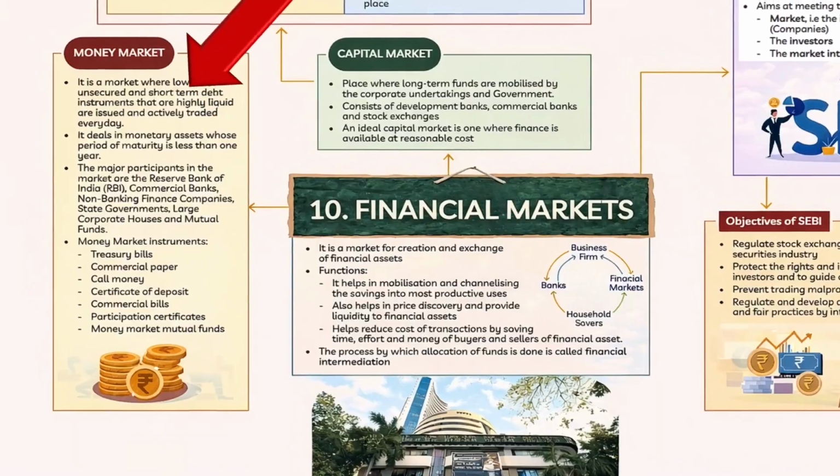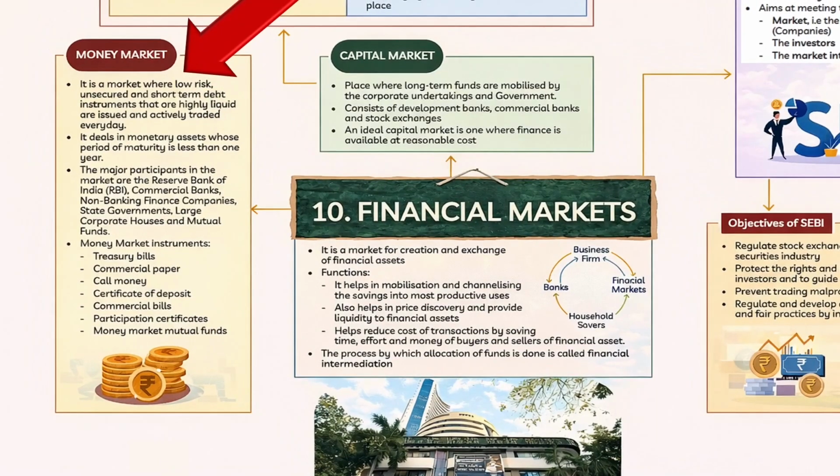Now, in the financial market, you first have the money market. Now, it is the market for short-term funds, which deals with monetary assets whose period of maturity is up to 1 year, that is 12 months. Money market does not have any physical location. It is an activity conducted over a telephone or the internet.